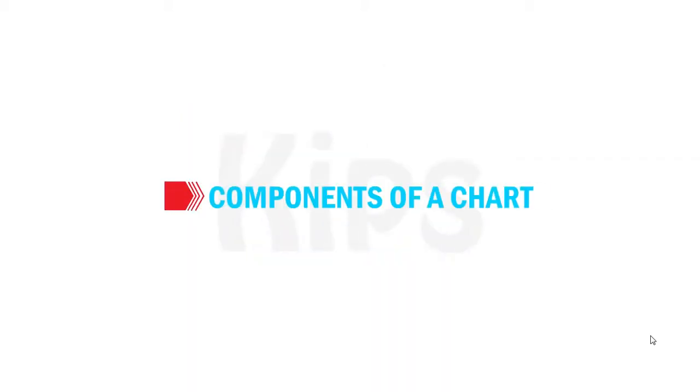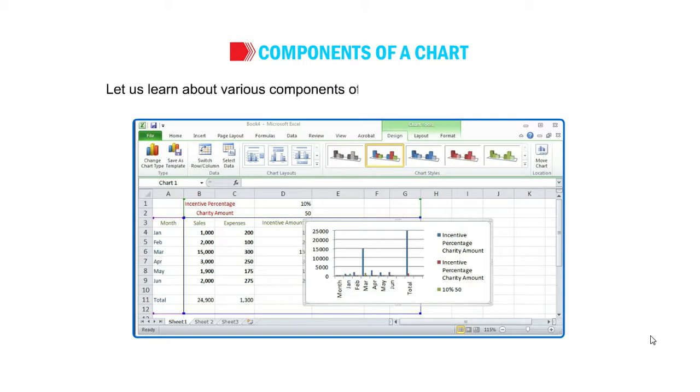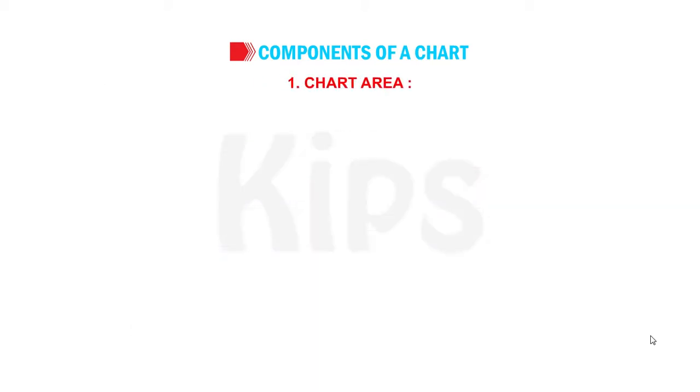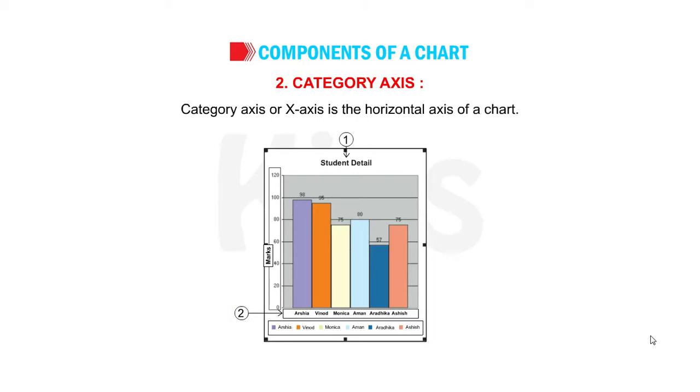Let's first start with the components of a chart. Let us learn about various components of a chart that are depicted in the figure. Number 1. Chart area. Chart area includes all the area and objects in the chart. Number 2. Category axis. Category axis or x-axis is the horizontal axis of a chart.